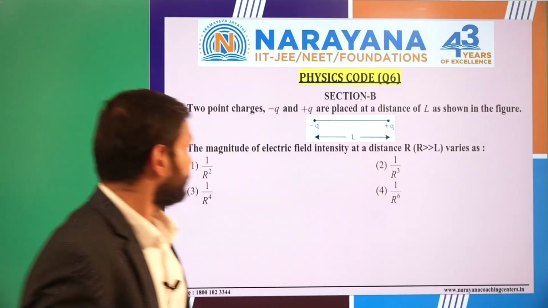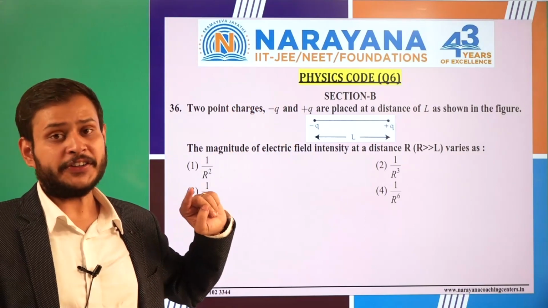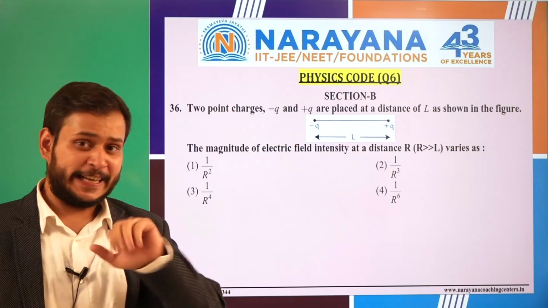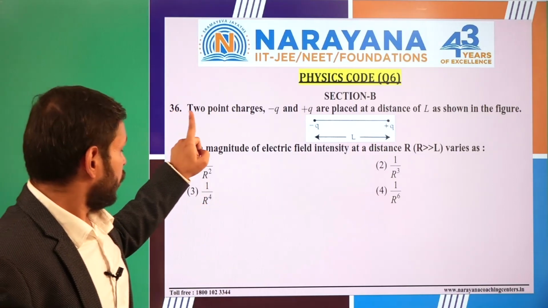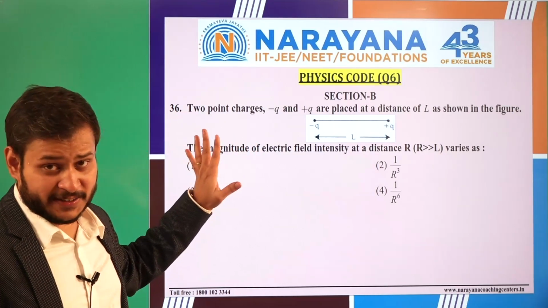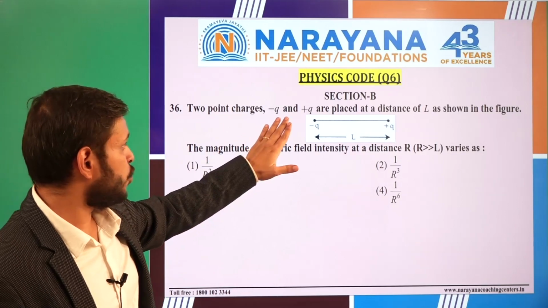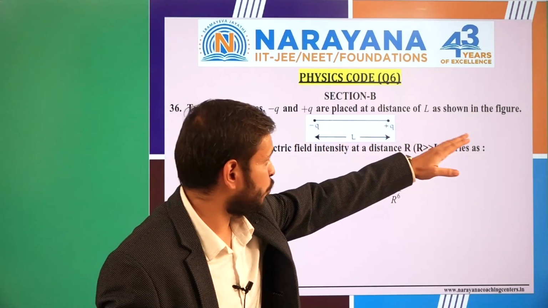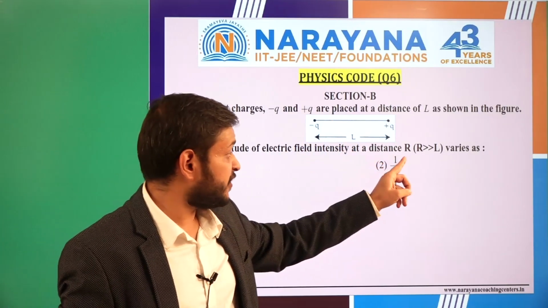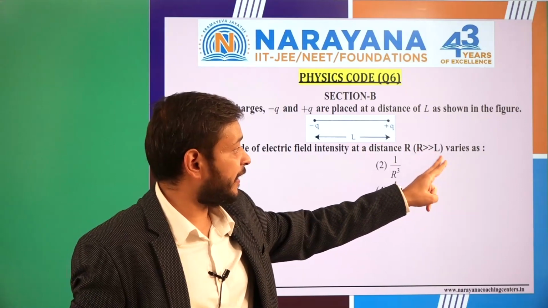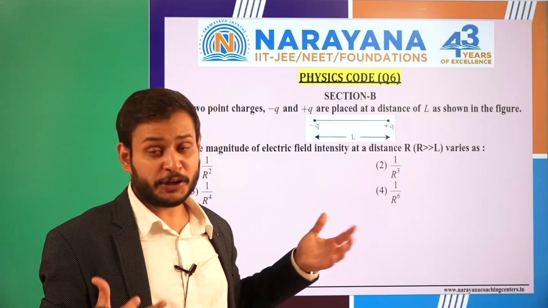Next question, as you can see, we are in section B, where there are 15 questions and we have to attempt only 10. So over here, let's discuss this one by one. 36. This question is basically from electrostatics, specifically from electric dipole. You see, 2 point charges minus Q and Q are placed at a distance L as shown in the figure. The figure is given. The magnitude of the electric field intensity at a distance R, where R is greater than L, varies as. Now R is greater than L, you see, they are talking about a short dipole.